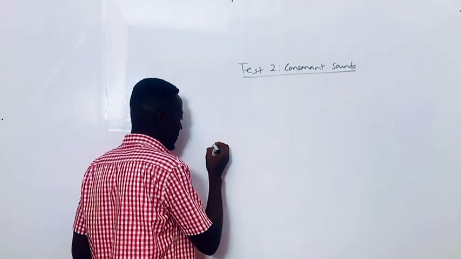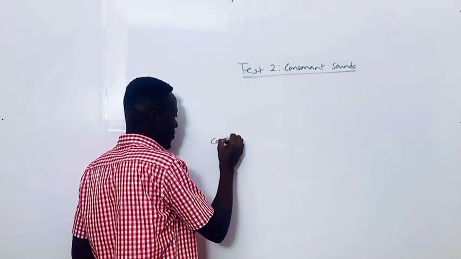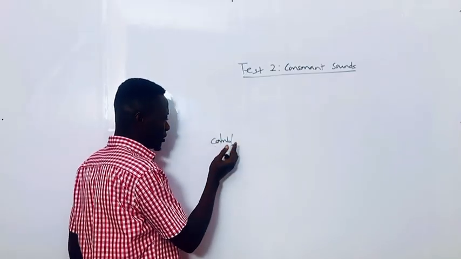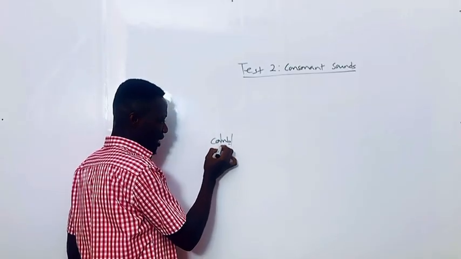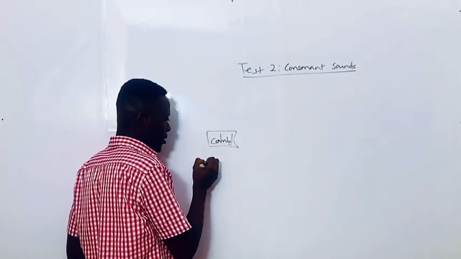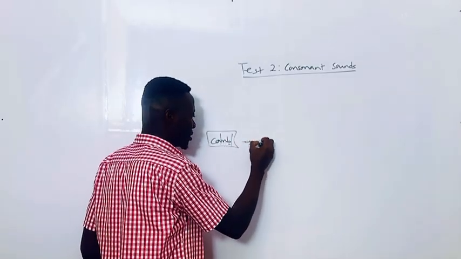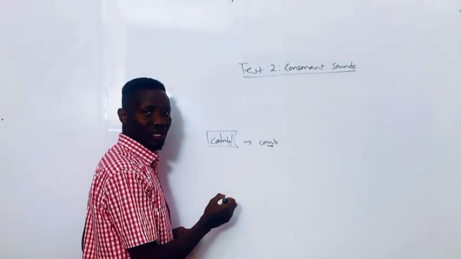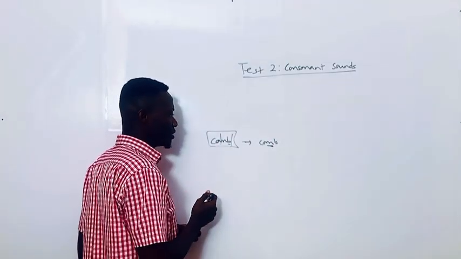Let's say we have the sound m and b, as in the word comb, right? As you can see, b ends the word, all right? B ends this particular word, but it is not pronounced. What we hear is comb. It ends with the m. So you need to be very careful when you are answering test 2.